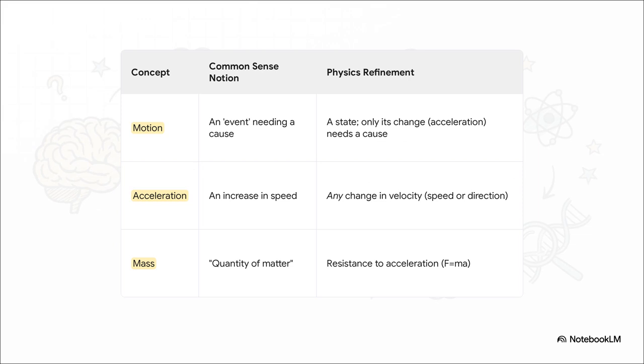Let's take the idea of motion. To us, in our everyday lives, it feels like an event that needs a push or a pull to happen. But physics comes along and refines that. It says, well, actually, motion is just a state. The only thing that needs a cause is a change in that state, what we call acceleration. And then it goes even deeper. We think of acceleration as just speeding up, right? But physics refines that again and says it's any change in velocity, which could be speed or direction.